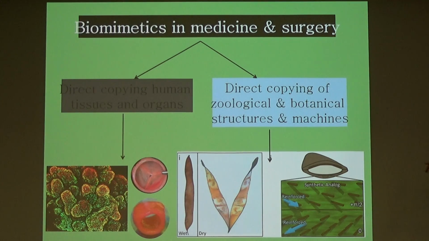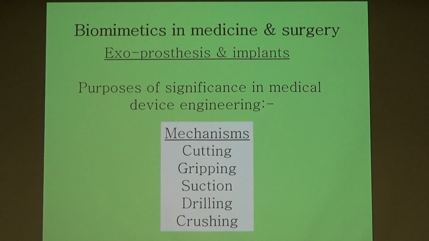There are two examples here of natural models that are being used. In particular, learning from nature, from other organisms, can be very useful in developing new exoprostheses, implants and devices. So we're obviously not talking about trying to replicate human biology itself, but we're trying to develop technologies that can be used in medicine. So the purposes of significance in medical device engineering. We can learn a lot from nature.